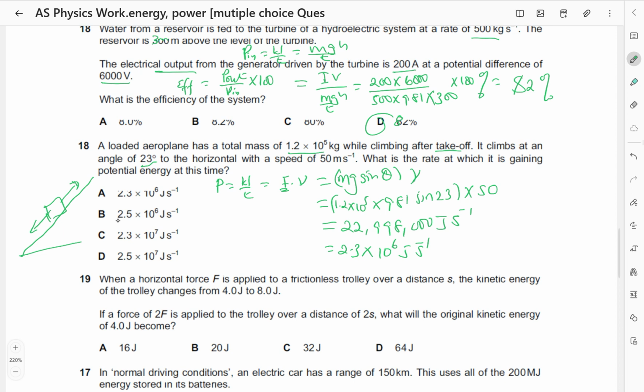So it means our answer is 10 power 6? No, it is 10 power 7. So the answer is going to be C, 2.3 times 10 power 7 joules per second.